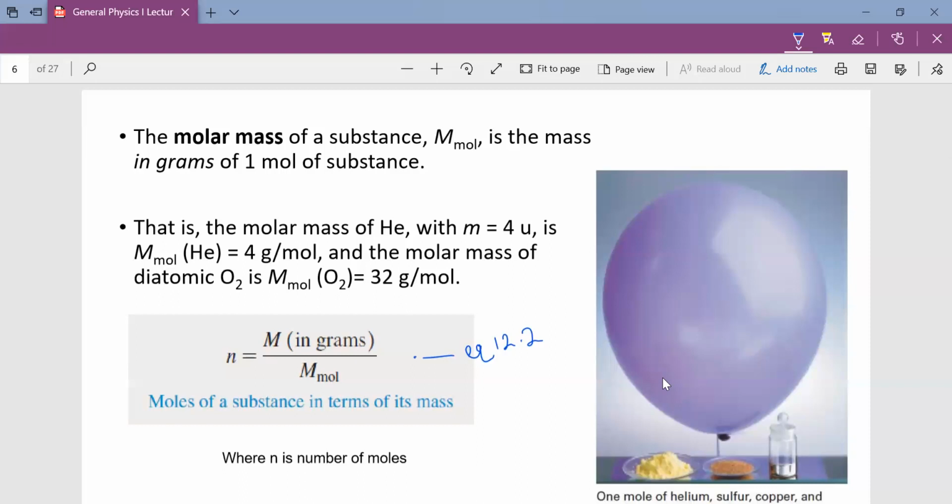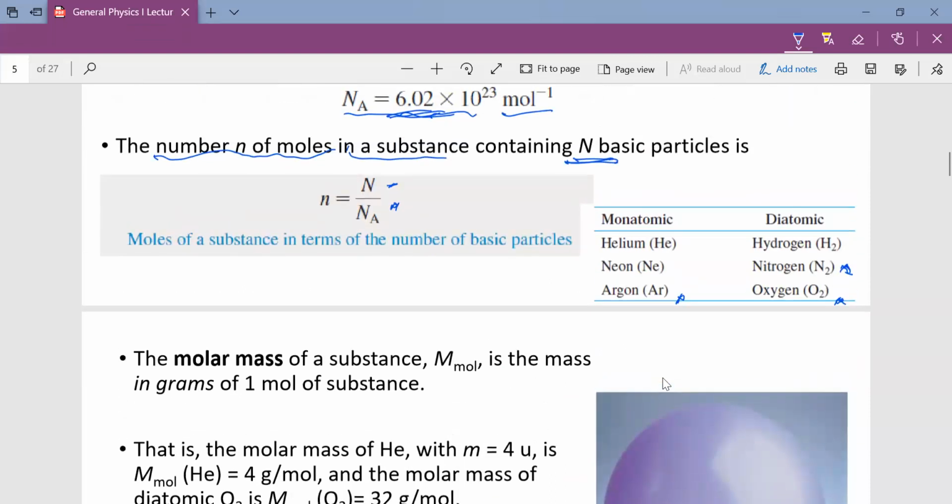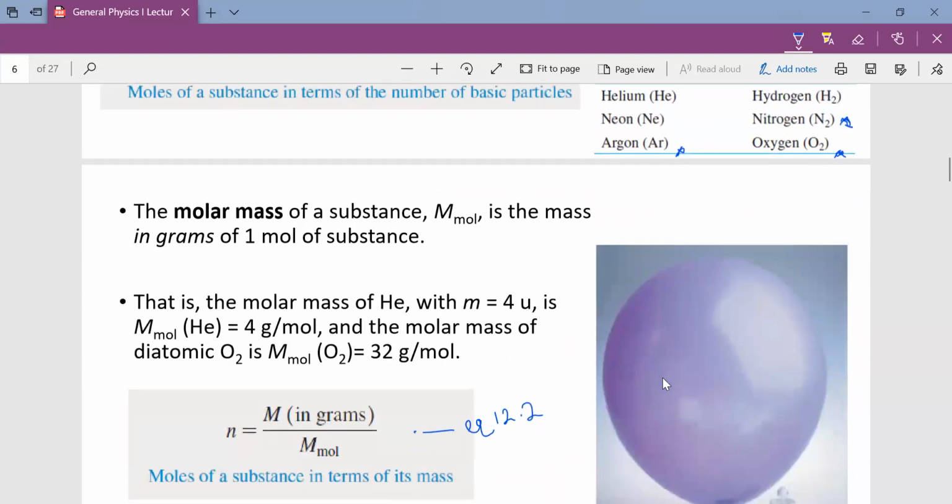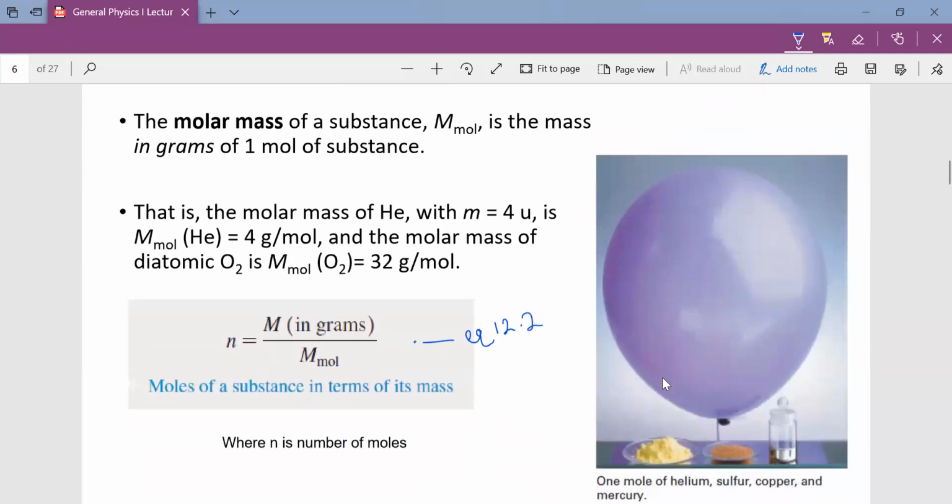So the molar mass. We have seen the mole, the number of moles, and the atomic number. We want to look at another important property for determining atomic accounting, which is the molar mass of a substance. We know M represents mass, and we use the symbol MO to stand for molar mass, and the molar mass is always the mass in grams of 1 mole of substance.